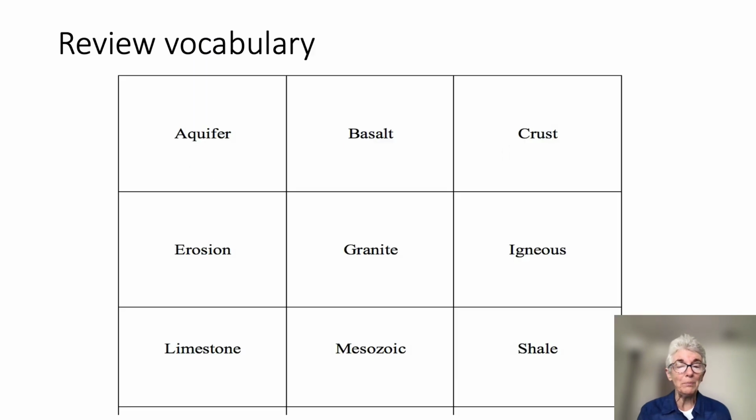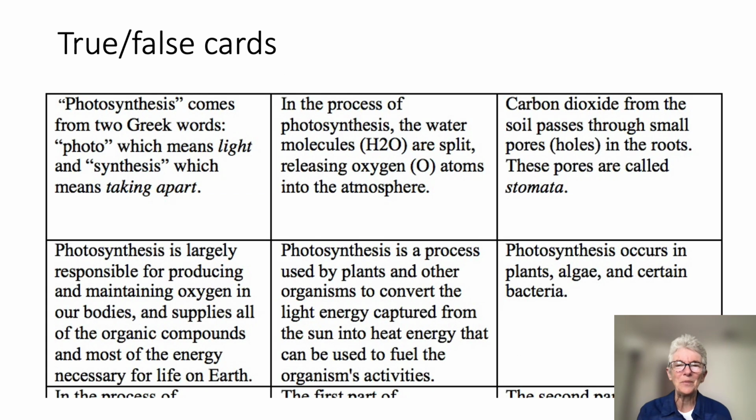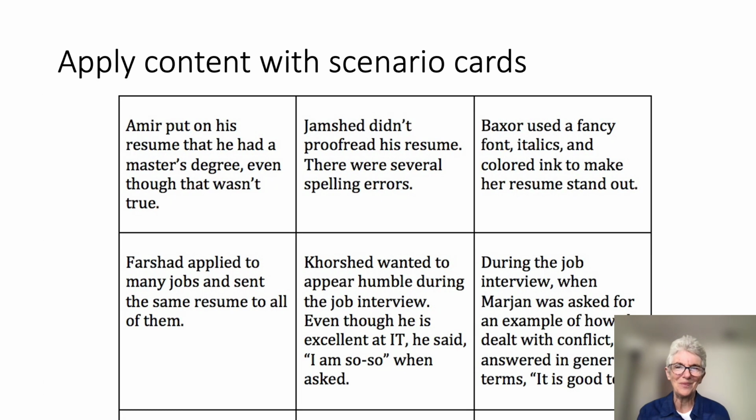The cards might be used to review vocabulary. Here, students say the word on their card to a classmate who has to spell it and define it or translate it or use it in a sentence. With true-false cards, students read the statement on their card to a classmate who has to say whether it is true or false. If it's false, they must correct it. For example, number 1 is false. Synthesis means putting together, not taking apart.